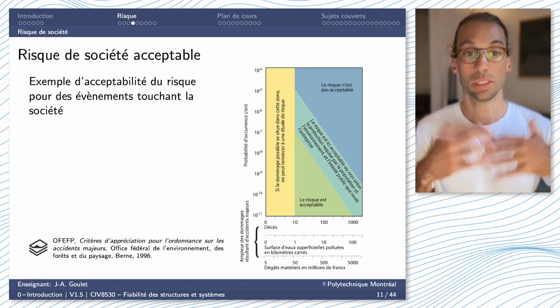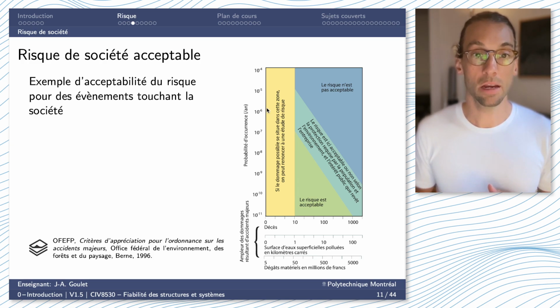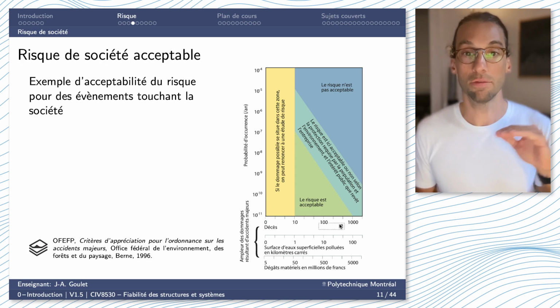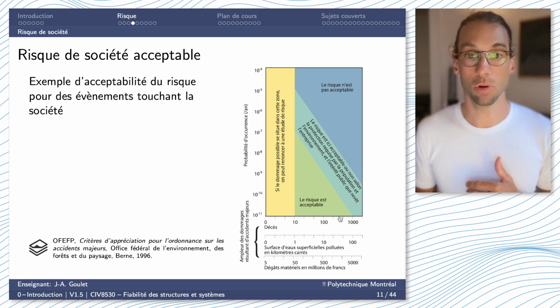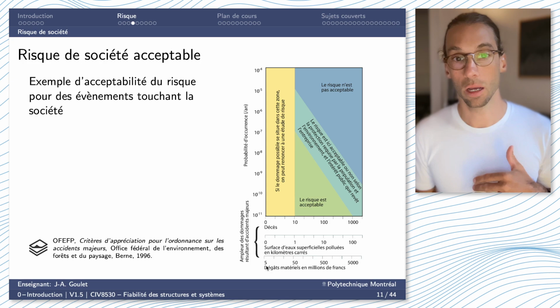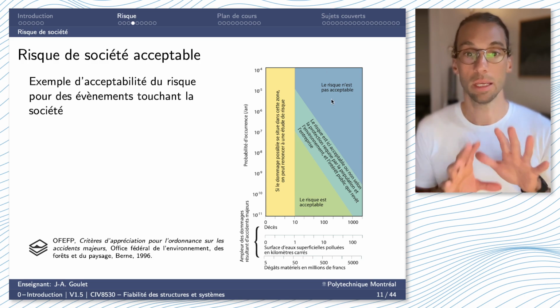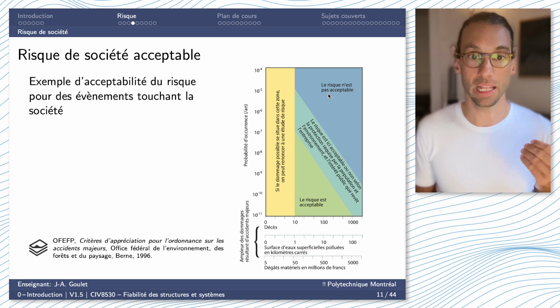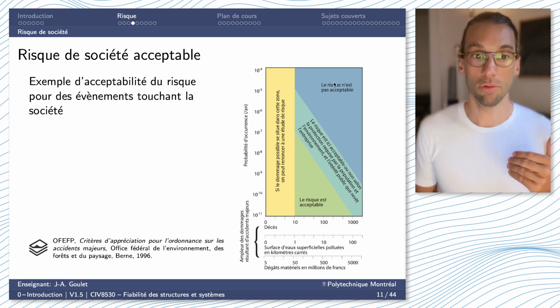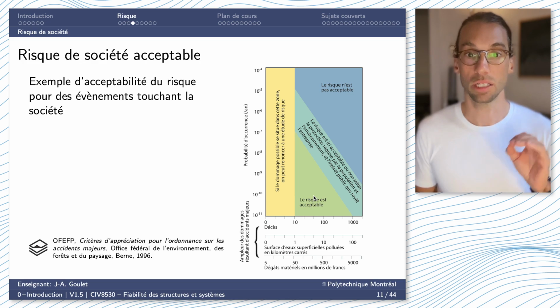Now, if we look at a societal level, in this table the vertical axis is the probability of occurrence. The horizontal axis are different consequences, whether it's number of deaths, the contaminated surface for a water body, or the value of the failure in terms of, say, millions of dollars. So whatever we have on the top right here is unacceptable. We cannot allow for such a risk to occur. If we look on the bottom here, the risk is acceptable.